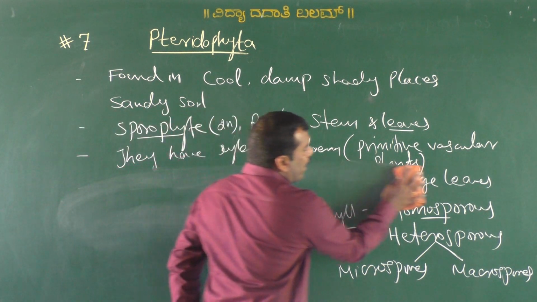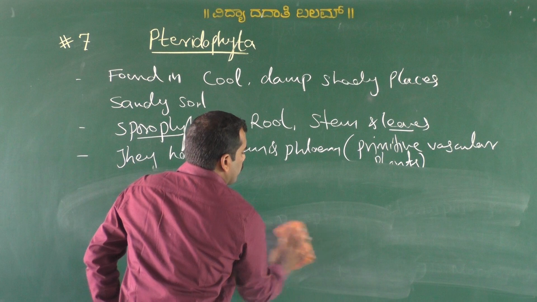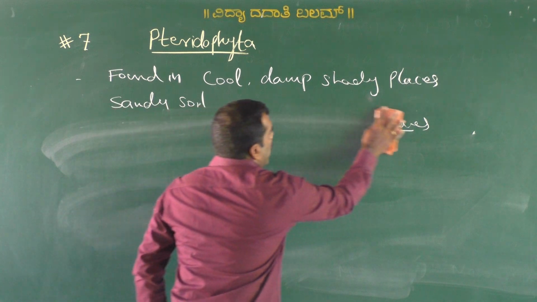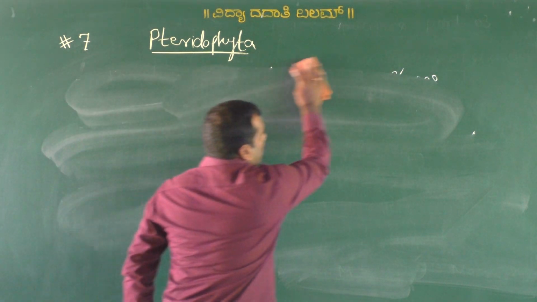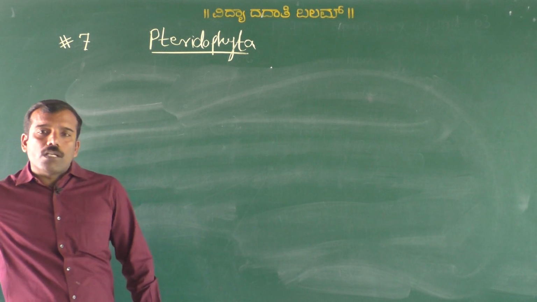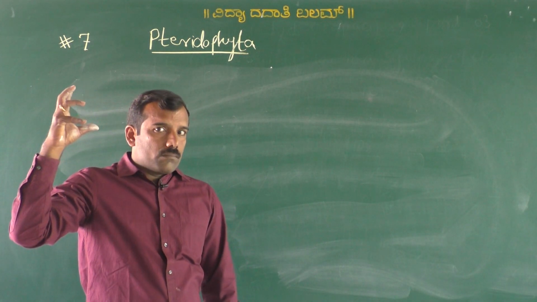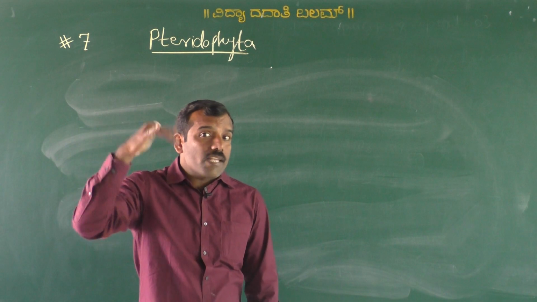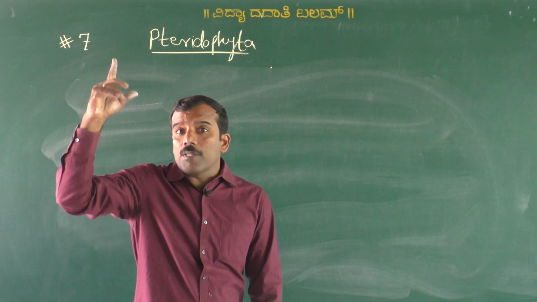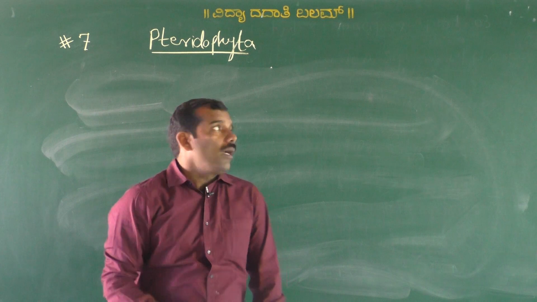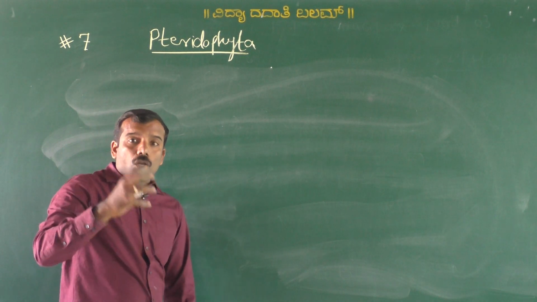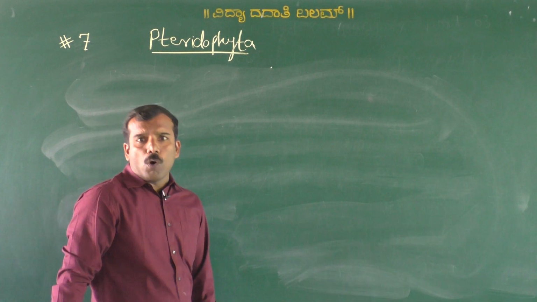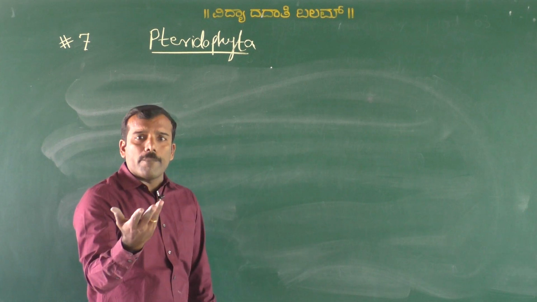Then these spores are released from the sporangium. That spore develops into a gametophyte. So here the dominant phase is the sporophyte. Remember Bryophyta: the dominant, long-lived phase is the gametophyte in bryophyta. But in pteridophyta, the long-lived, dominant phase is the sporophyte. They produce spores in a sporangium, which may be microspores or macrospores.